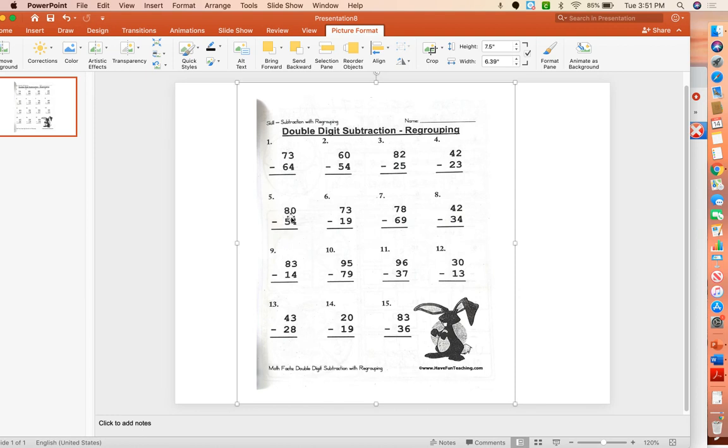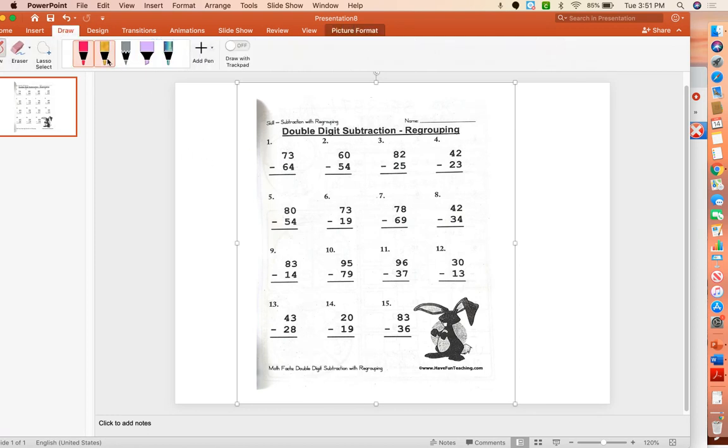All right. So let's take a look at this first one. Number 1 says 73 minus 64. I know some of you cut this between the tens and the ones. Remember, this is the ones place and this is the tens place. So can I take 3 minus 4? If I have 3 dots right here, can I take 4 of them away from that? The answer is no, I can't.